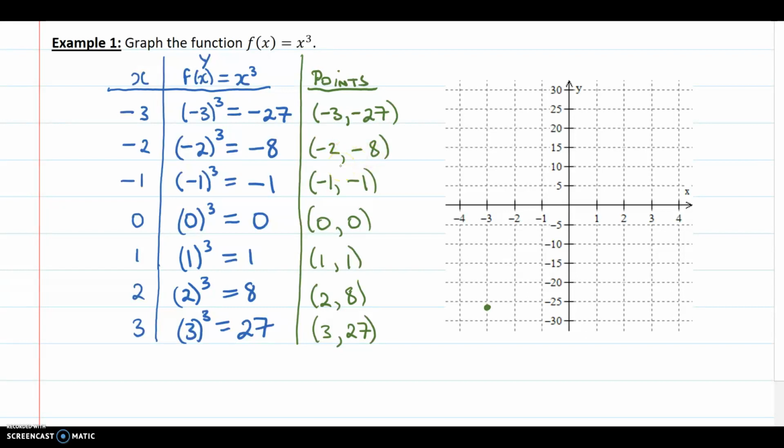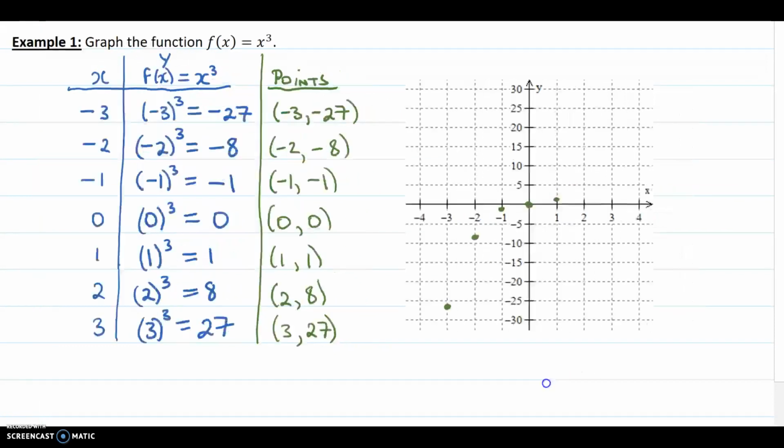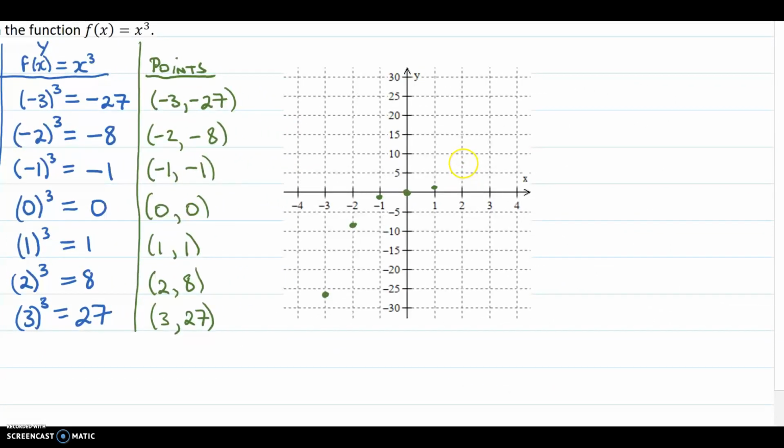Now negative 2, negative 8. Over to negative 2, down to negative 8 is a little bit closer to negative 10. Negative 1, negative 1. Over to negative 1, down to negative 1, which is very close to the x-axis on this particular scale. 0, 0, which is here. Okay. 1, 1. So over to 1 and up to 1, which is just again above the x-axis. 2, 8. Let's get this over a little bit so that I don't disturb anything else. So 2, 8, and 3, 27, over to 3 and up to 27.